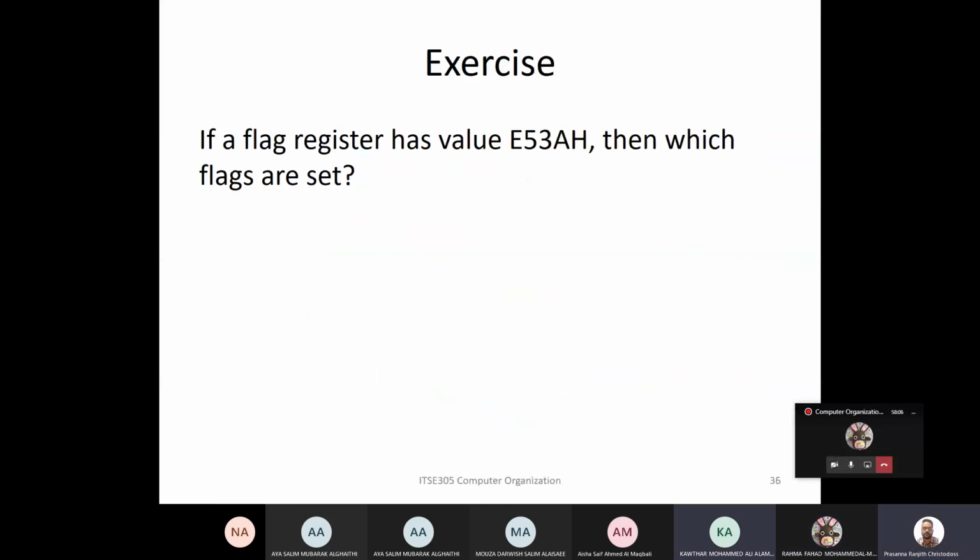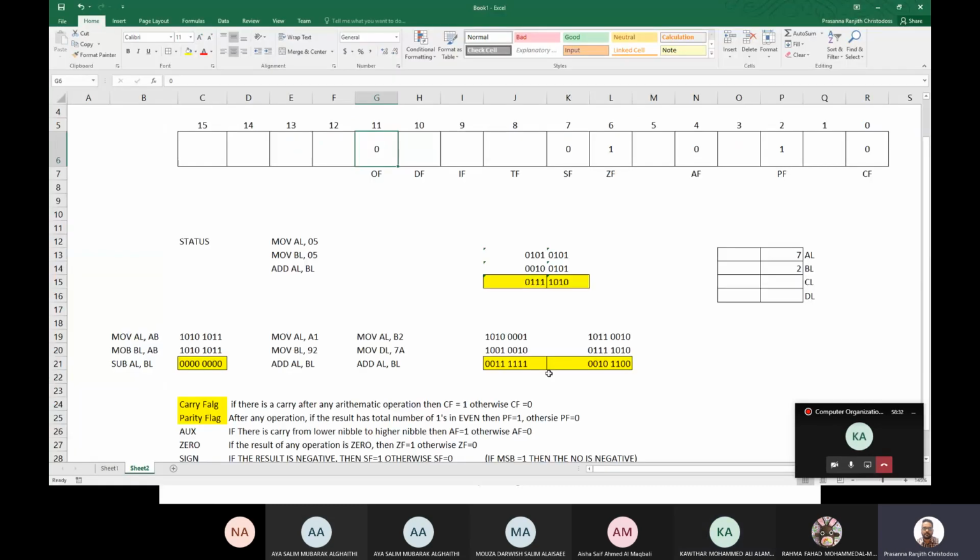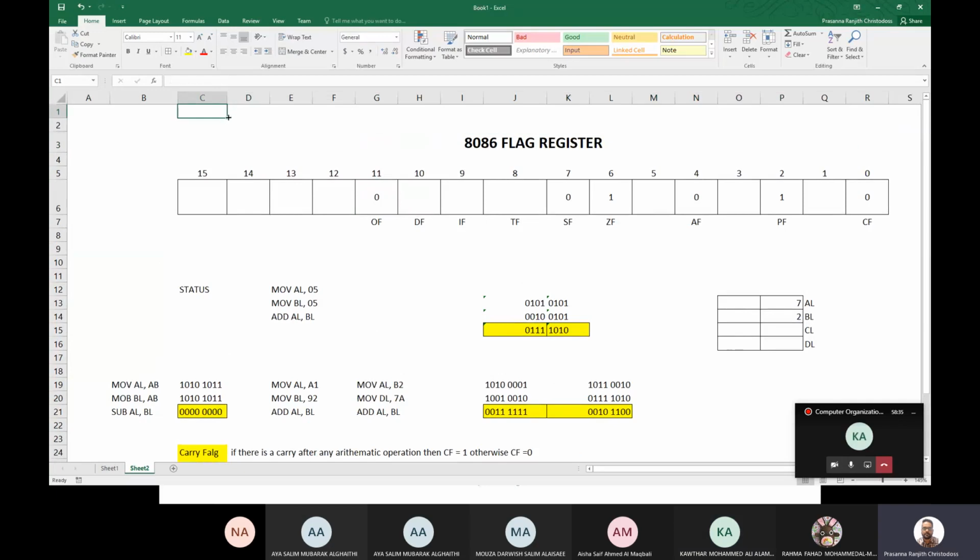Now, exercise. If a flag register has a value E53A, then which flags are set? There is no operation. If the flag register has a value, they put the value, right? E53A. So you have to put here E5. E53A. Is it correct? Yeah, E53A.